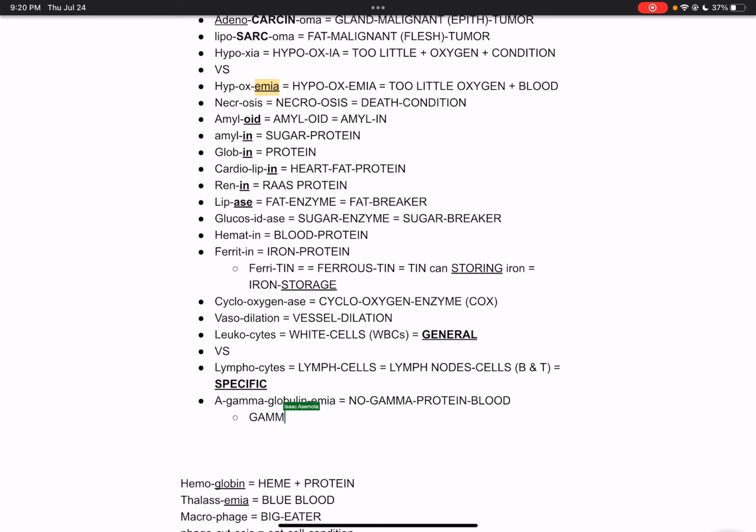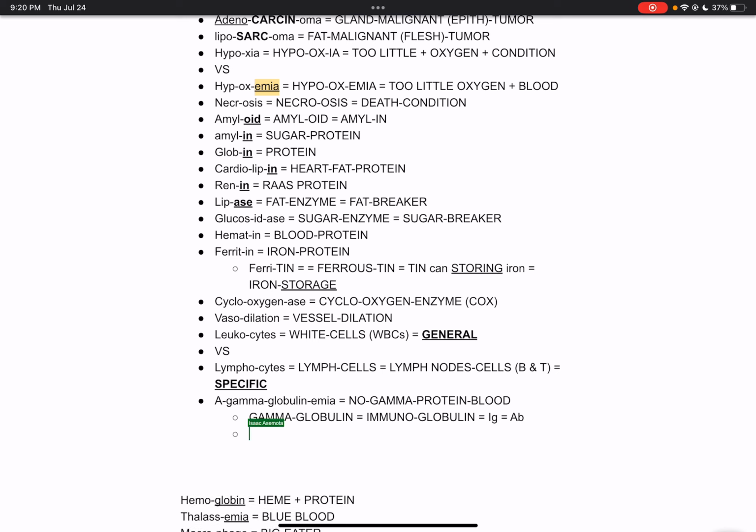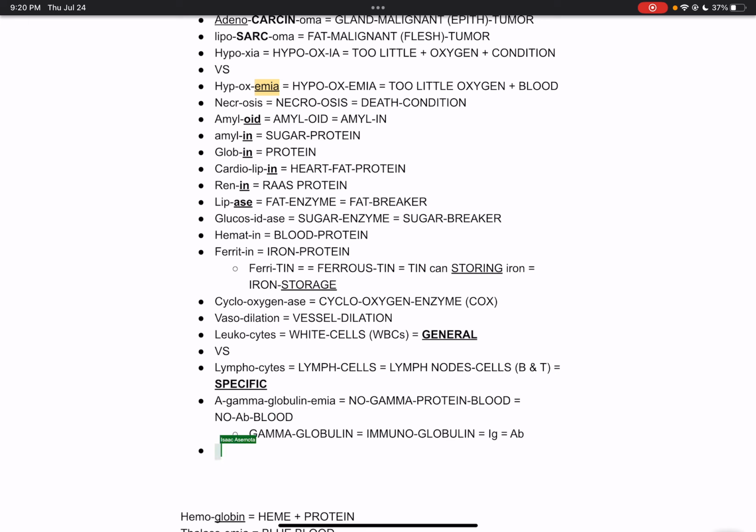What does gamma protein mean? Gamma globulin just means antibody, right? Gamma globulin is another word for immunoglobulin. It's the exact perfect synonym. There's no difference between them. Immunoglobulin means Ig, which means antibody. So they have no antibodies in the blood. Big fat word. It's a very important word too. It's a very juicy, big disease that we talk about a lot.